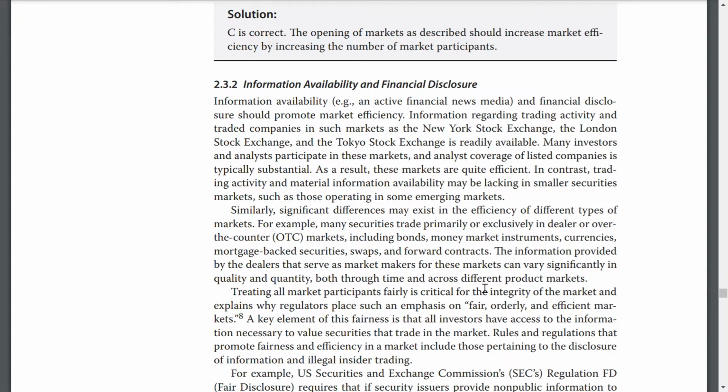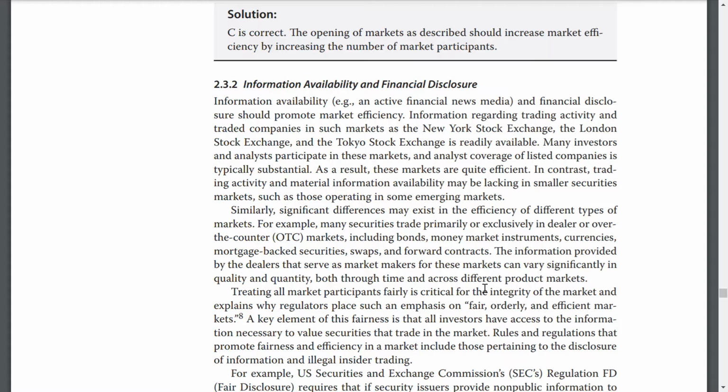Similarly, differences may exist in the efficiency of different types of markets. For example, many security types trade primarily or entirely in over-the-counter markets, including bonds, money market instruments, currencies, mortgage-backed securities, swaps, and forward contracts. The information provided by the dealers who serve as market makers for these markets can vary significantly in quality and quantity, both through time and across different product markets.